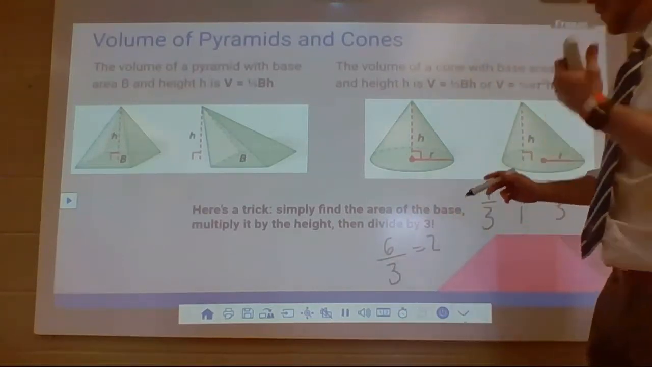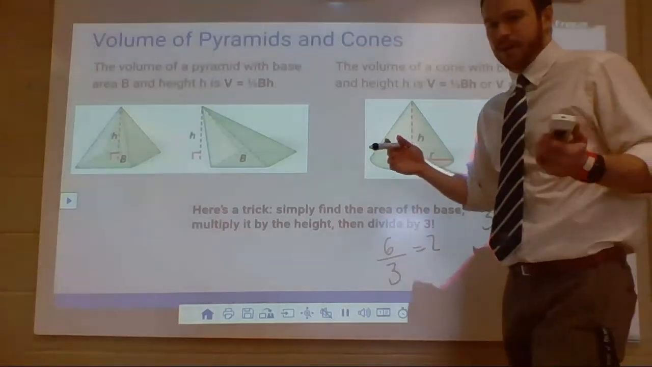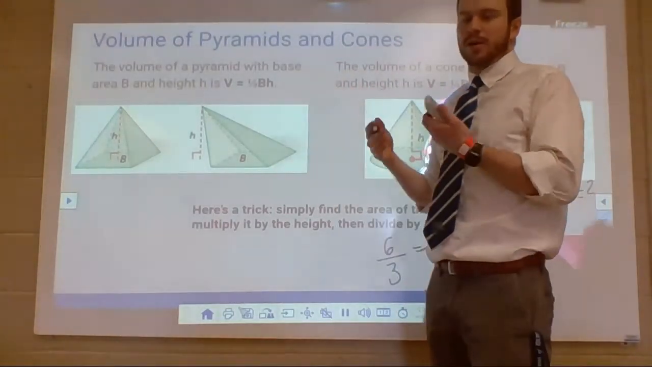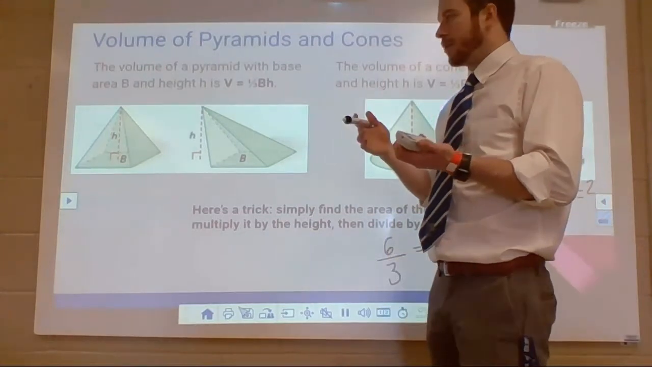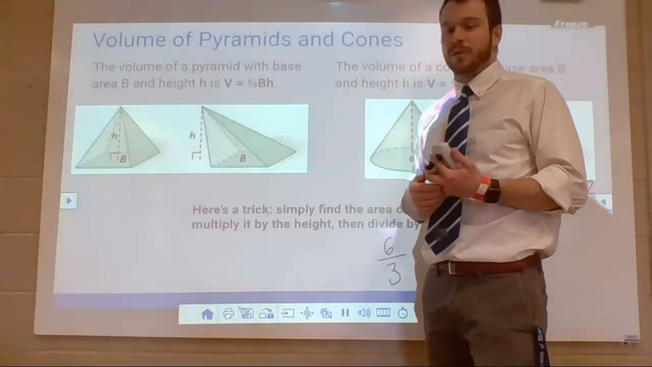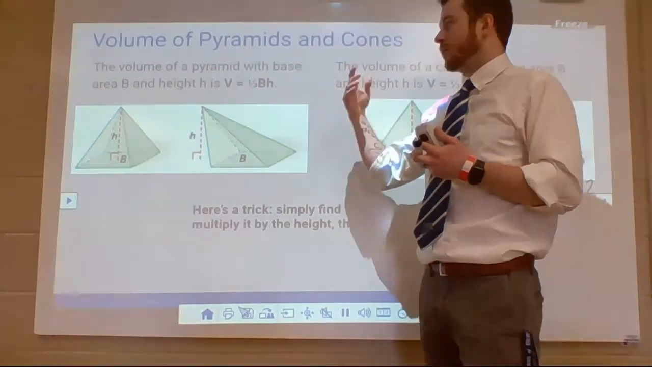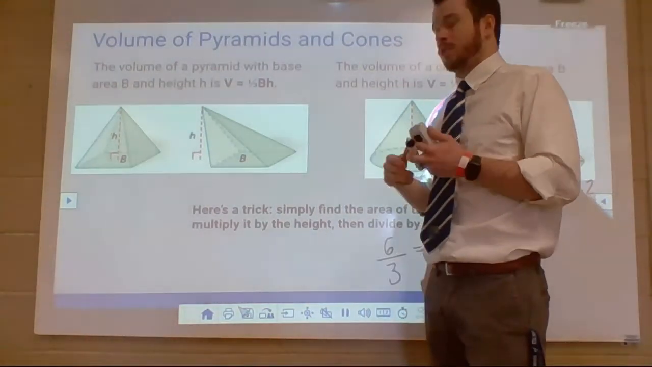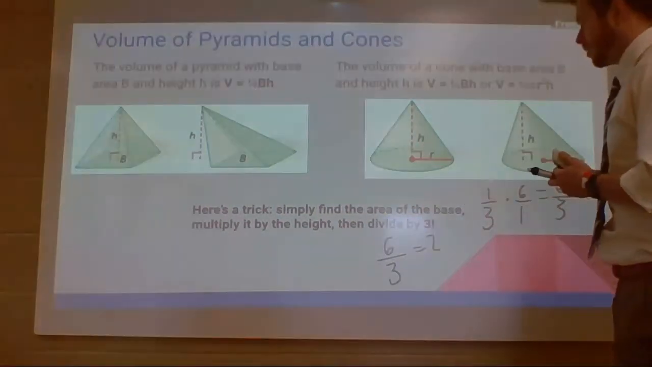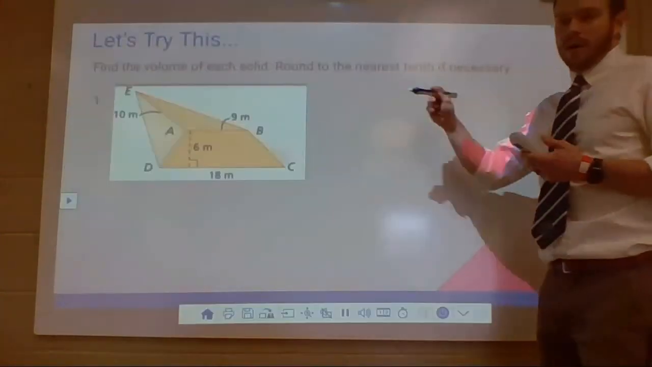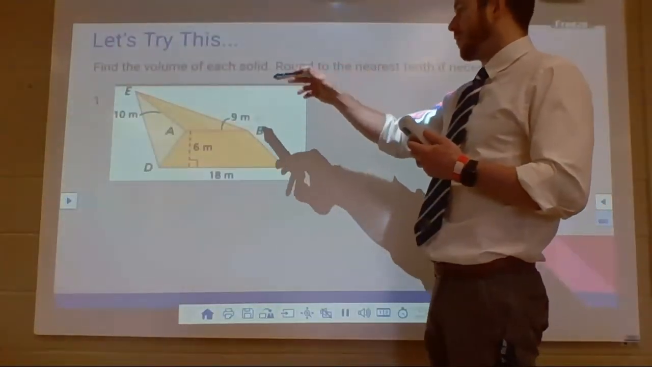So here's what I'm trying to say. Just find the area of the base times the height like you would for a prism or a cylinder, and then divide that answer by 3, and you'll get the volume of a pyramid or cone. Okay? So let's move forward and apply that as we work some problems. All right, now this says find the volume of the solid.